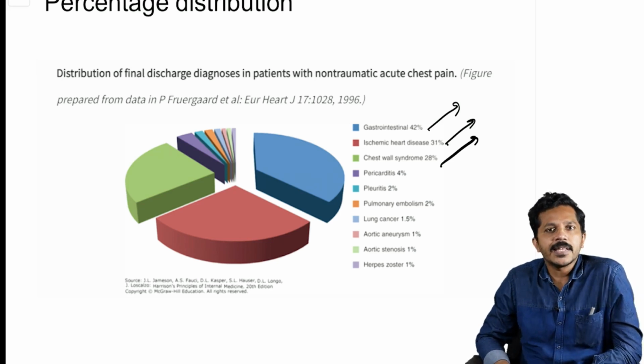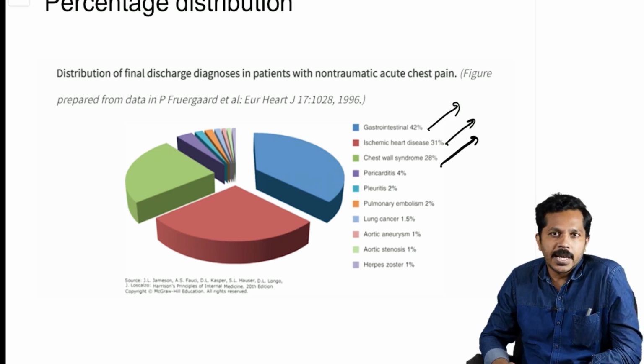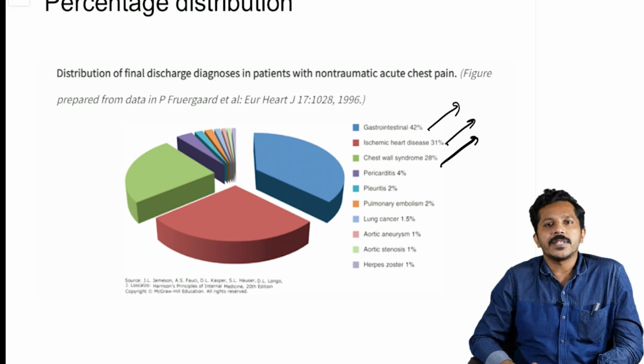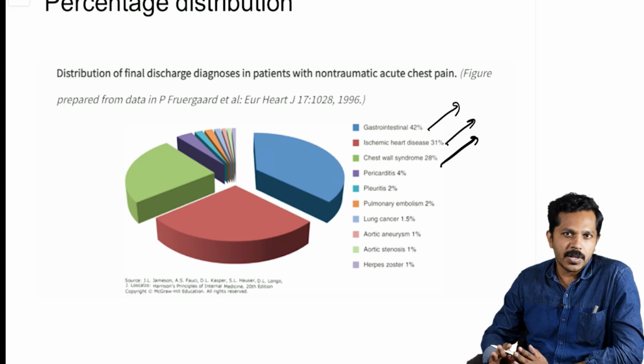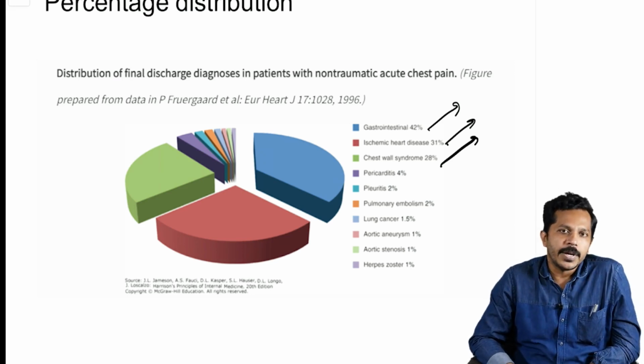So this gives an idea that practically, when you see a patient in casualty, the cause of chest pain most often may be cardiovascular, which you have to rule out, then it may be gastrointestinal, or it may be a chest wall disorder.